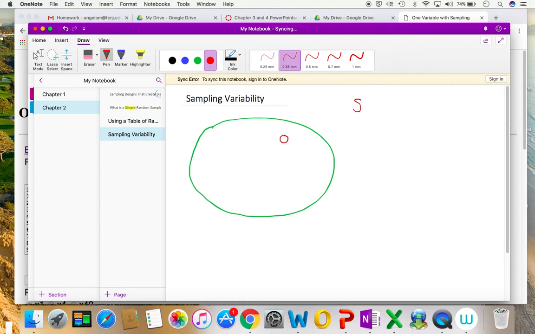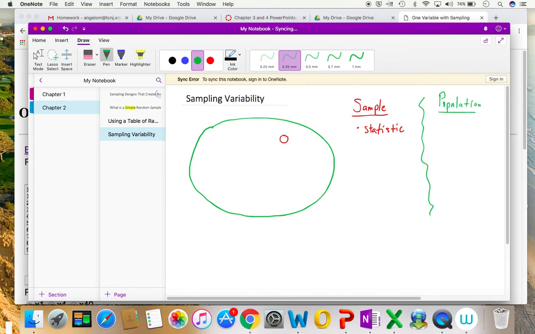So let's start with the sample first. The name of this course again is statistics, and the statistic is based off of a sample. So anytime you hear that word statistic, I'm thinking of information that's gathered from a very small group. The flip side to that, for the population side of things, is a parameter. So a parameter is any measure that relates to the larger population.